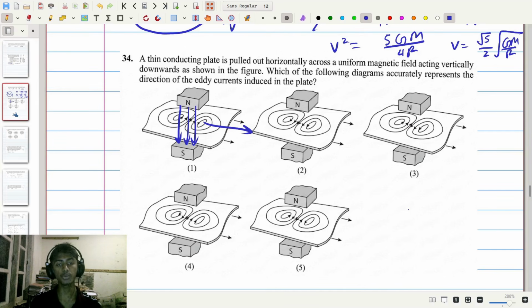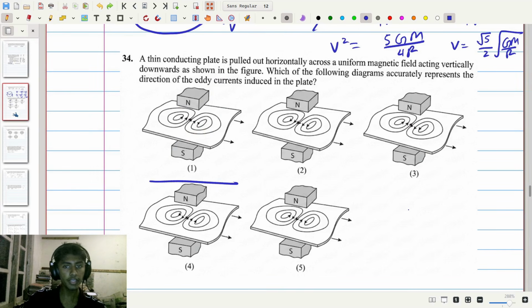Now according to these two, if you take your right hand, take your thumb and align it in this direction, and take your index finger and align it in the downward direction, you can see the resultant current is going to be in this direction right here. So in each of our plates, we have to check if the current in the middle, right below the magnetic field, is in this direction or not. Now immediately we can see number 1 is the correct answer, since the eddy currents are traveling in this direction like this. So number 1 is correct.